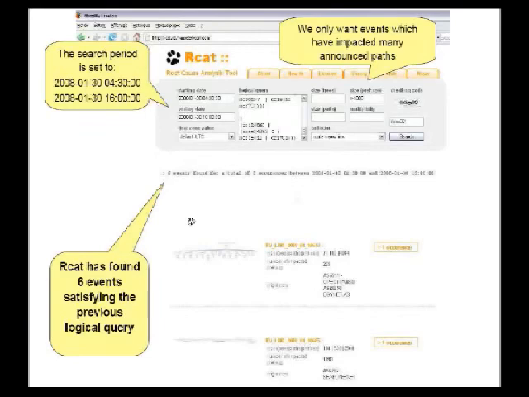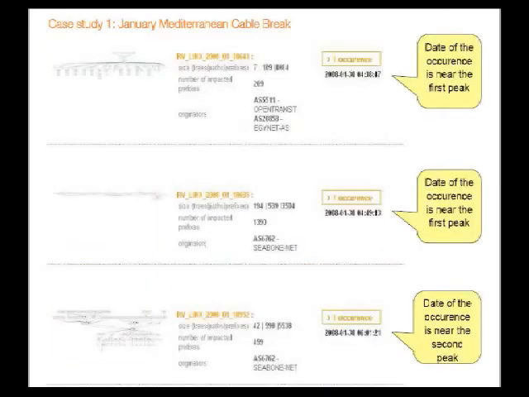So, setting this query in Rcat here, we set the search period to the same period as the Renesys curve, and we only want big events, those which have impacted many paths. Doing so, the tool answers that it has found 6 events satisfying the logical query. Okay, so here they are. You see, the first event seems to have been caused by something on the link between Open Transit and AsiaNet.